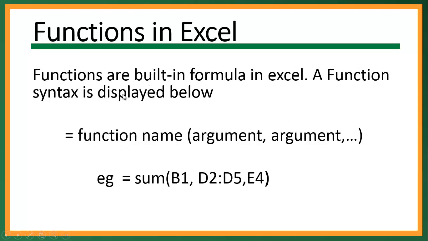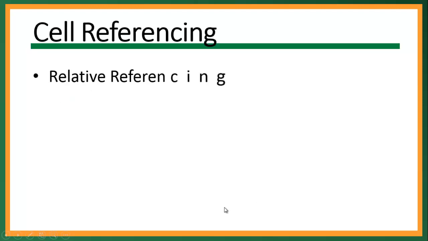A function syntax is displayed below. Equal to function name, open parenthesis, arguments separated by comma, then close parenthesis. Depending on the function name, it could have just one argument or several arguments. Here we have equal to SUM, open parenthesis, B1, comma, D2 to D5, here we have a range because there's a colon in between, comma, E4. So SUM is the function name, B1 is an argument, D2 to D5 is an argument, E4 is an argument, and our parentheses.